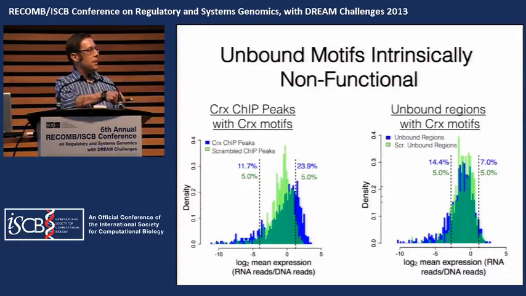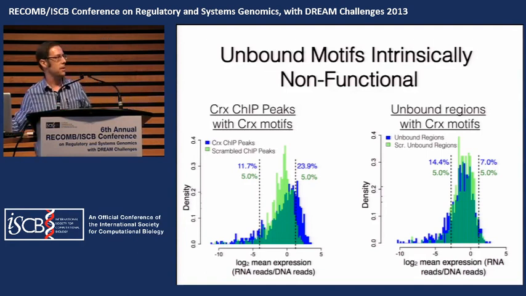Now, I just want to take a little time and emphasize how striking this result is here. In the blue distribution, every single sequence has at least one high-quality CRX motif, and usually more. In the green distribution, you almost never find CRX motifs because they've been scrambled. And clearly, these two distributions are largely falling on top of each other. So this result shows that these unbound motifs seem to be intrinsically non-functional.